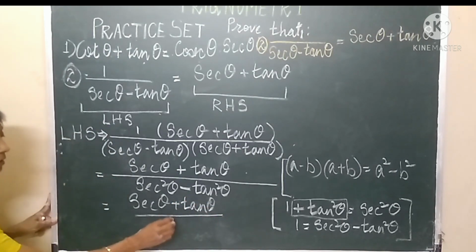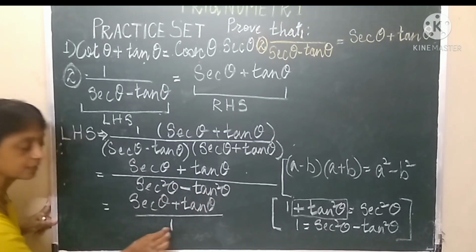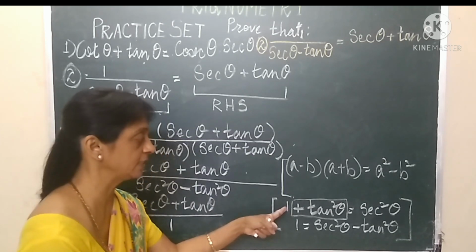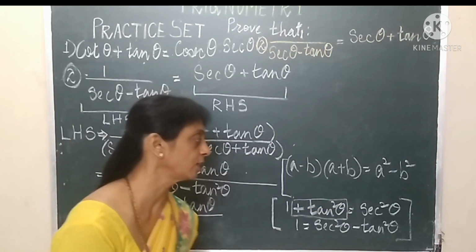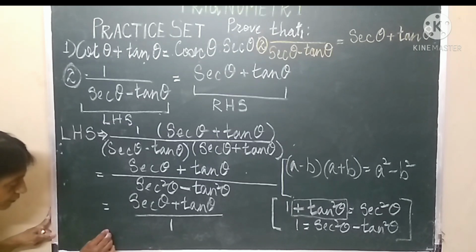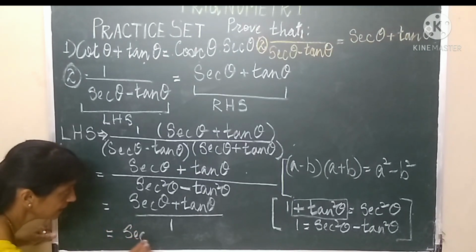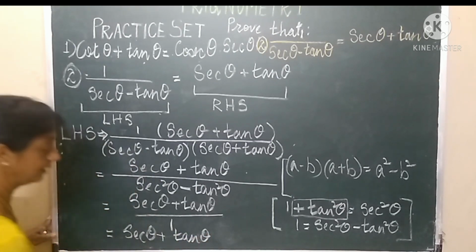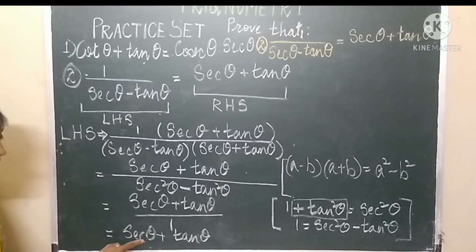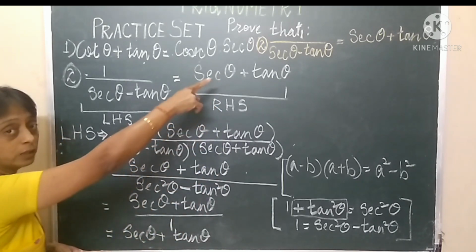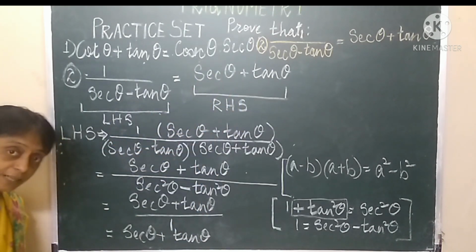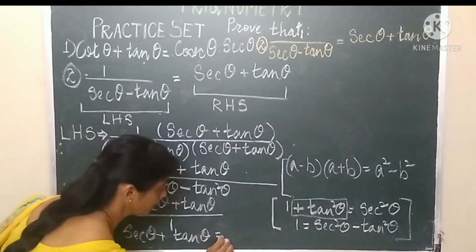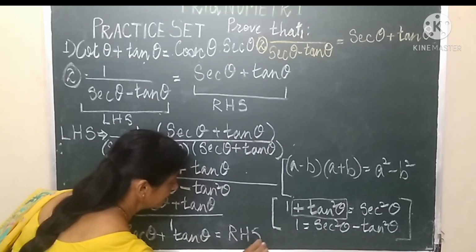upon 1. How did we replace sec squared theta minus tan squared theta by 1? By using the trigonometric identity which says 1 plus tan squared theta is equal to sec squared theta. So here we are left with only sec theta plus tan theta. Let's observe what is required on the right hand side. Is it tallying with the right hand side of the given problem? Definitely sec theta plus tan theta. So this is equal to your right hand side.